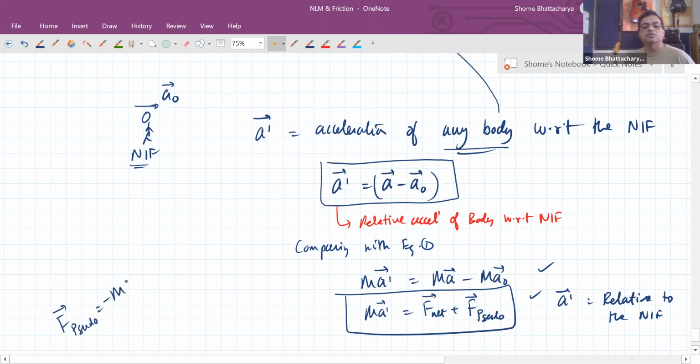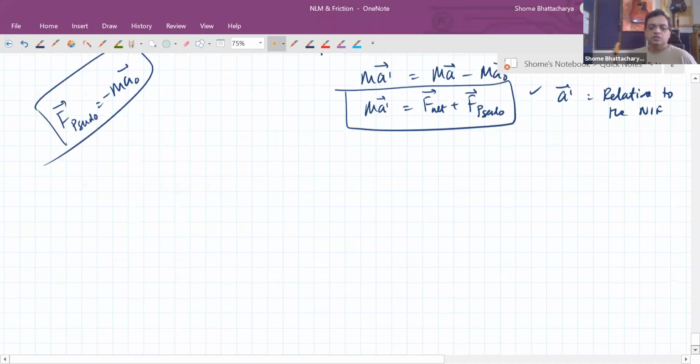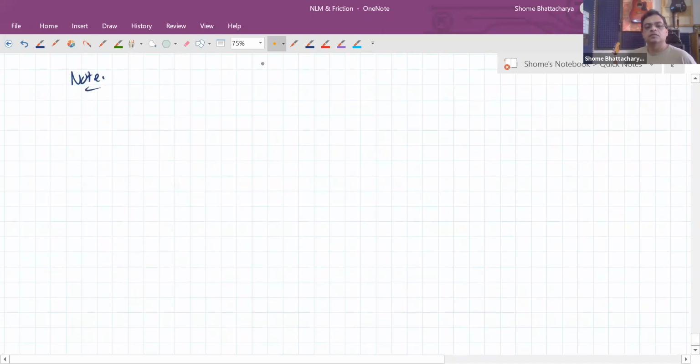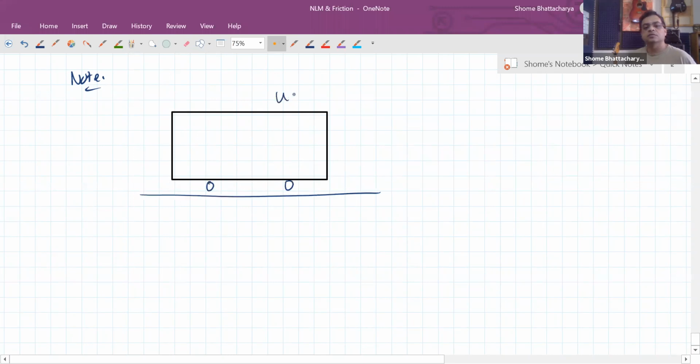That pseudo force is minus of mass of the body into acceleration of the frame. And a simple way to remember the effect of pseudo force is to visualize this: this is a bus, let's say, which is stationary. And there's a person standing inside the bus, or there's an object sitting in the bus. Now, the moment the bus accelerates forward, it's a very common experience that the object will experience a pseudo force backwards. It will tend to slide back unless held by friction.